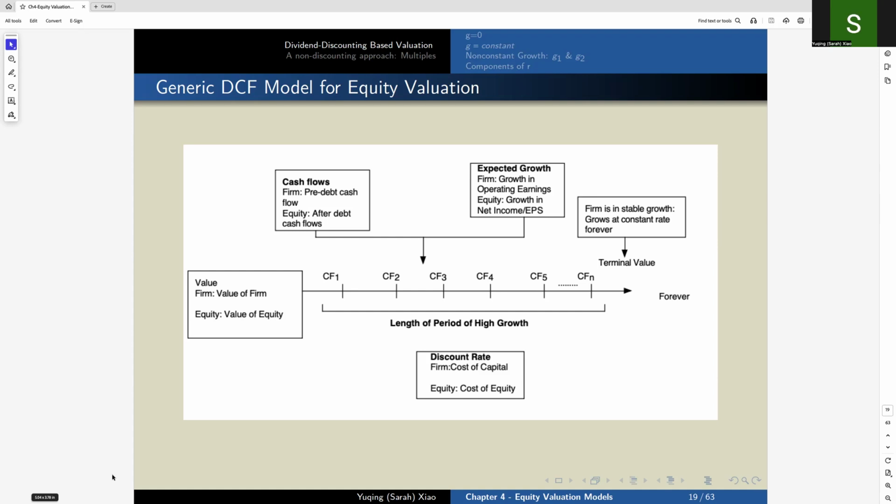The cost of equity for shareholders, or weighted average cost of capital if we are valuing the firm. This is the general roadmap behind all DCF valuation.